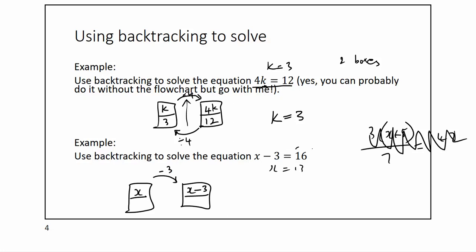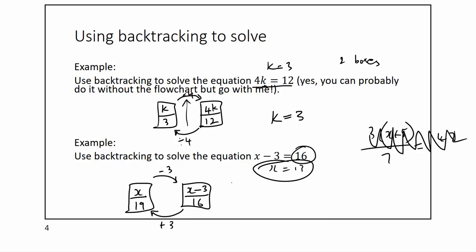All right, now what we do is we put the answer into this bottom box here. Arrow goes back. What do we do? Well, it's going to be the opposite of this number here, which is plus 3. What's 16 plus 3? That's 19.